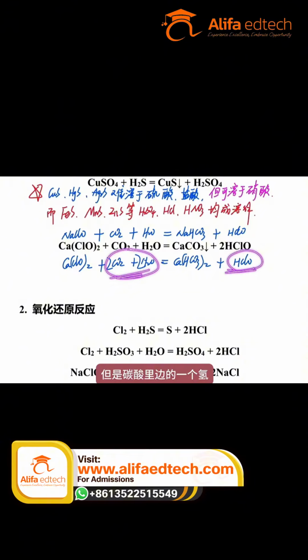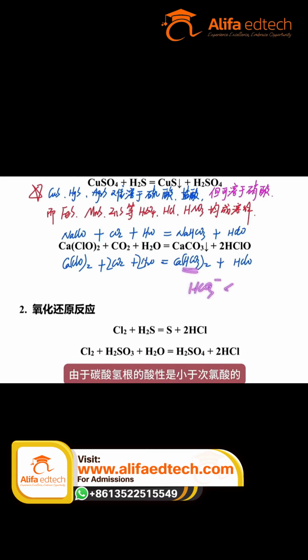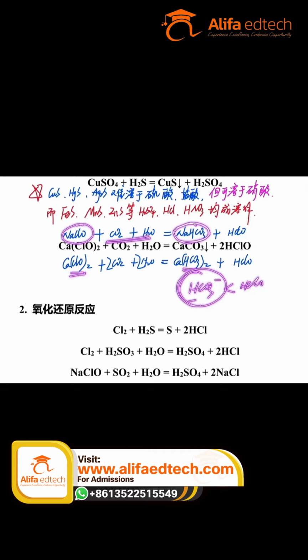But after one hydrogen from the carbonic acid is taken by the hypochlorite ion, there's still one hydrogen left, which forms the bicarbonate ion. Since the acidity of the bicarbonate ion is less than that of hypochlorous acid, the hydrogen in the bicarbonate ion cannot be taken by the hypochlorite ion anymore. This is why when you bubble carbon dioxide through a sodium hypochlorite solution, the final product is sodium bicarbonate. But if you replace sodium with calcium, it's a different story.